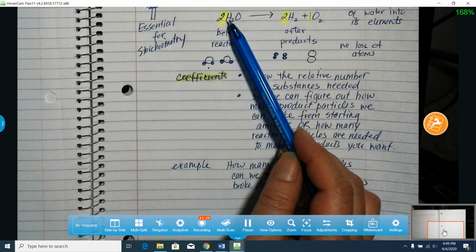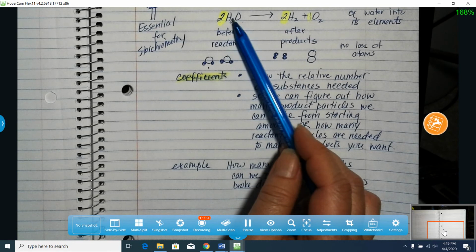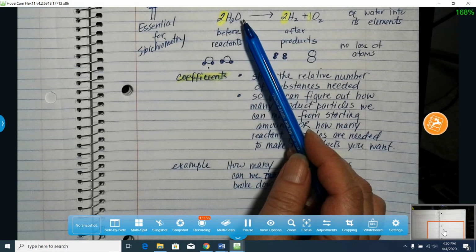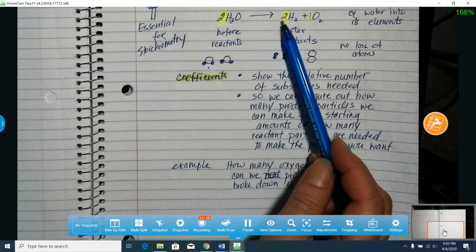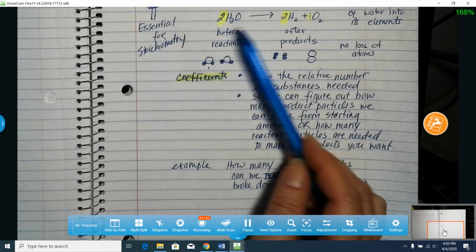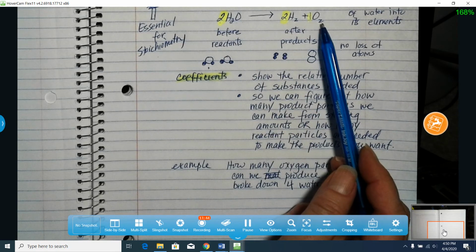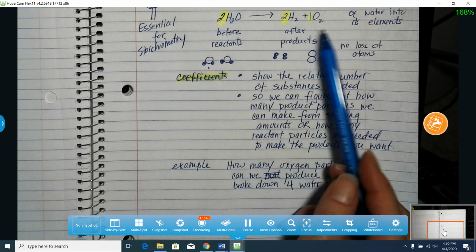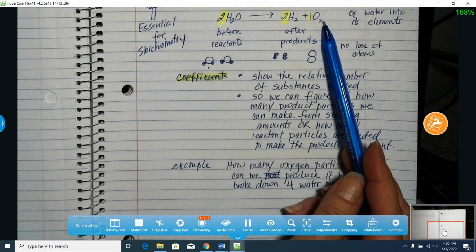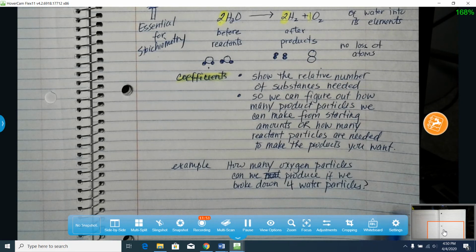But what if I had 4 of these? Well, that's double, right? So if we doubled everything, then we could see that if we had 4 of these, we would make 4 of those, but we'd only make 2 of those. So that's what stoichiometry is about. These are easy numbers to do, but that's really the idea behind it. It's kind of easy. They're ratios.